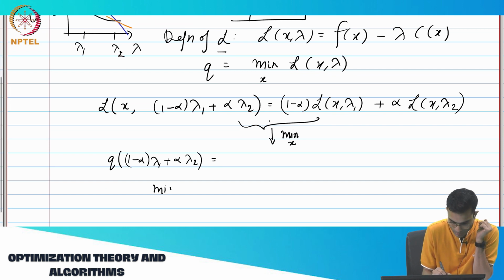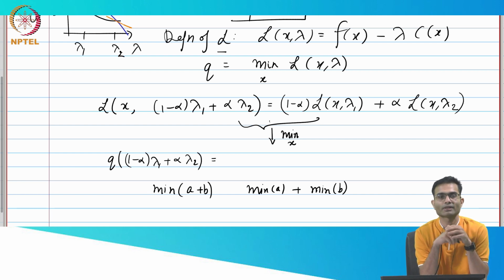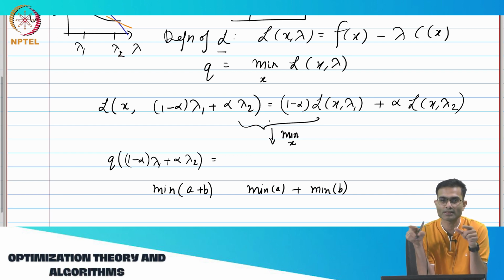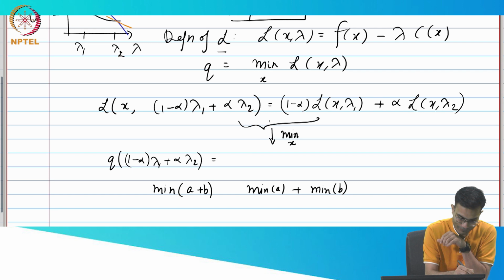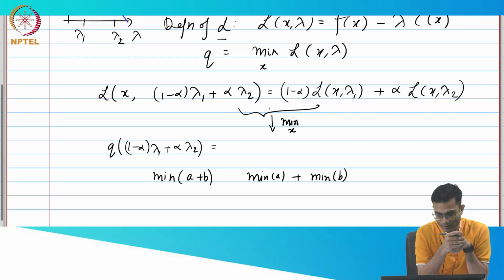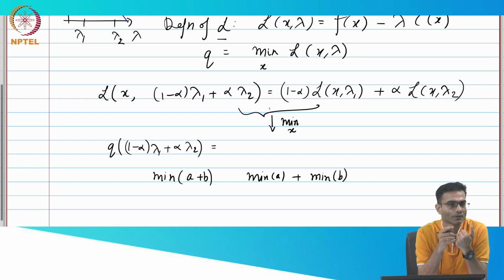What is this? Min of A plus B and min of A plus min of B. What is the relation between these two? Equal, greater, less than? I hear greater, I hear less. So supposing I take A equal to x and B equal to minus x, then what will happen? The left hand side will become 0.